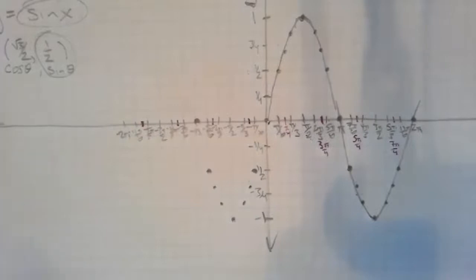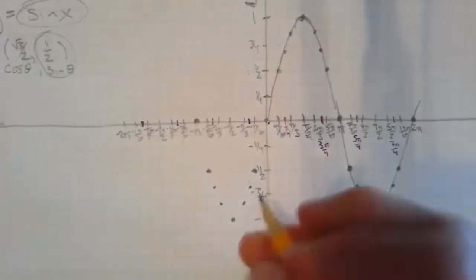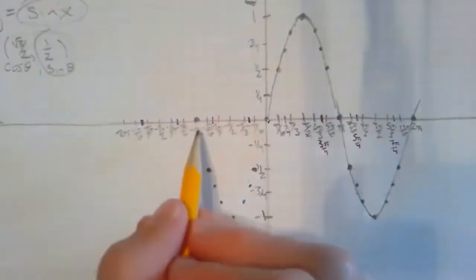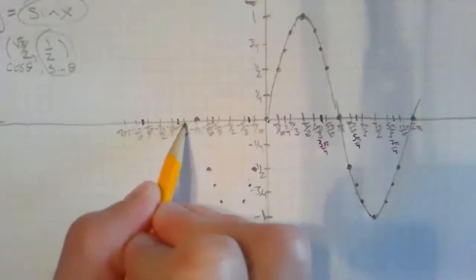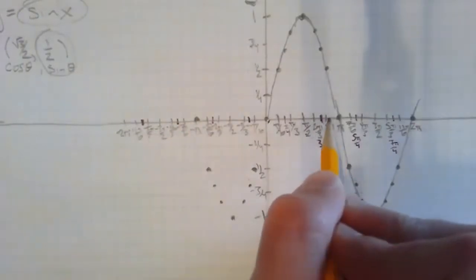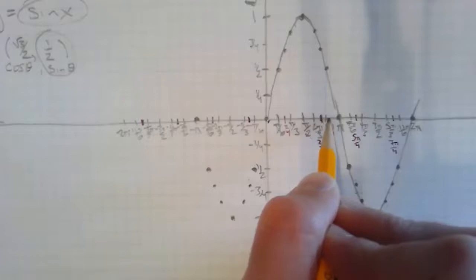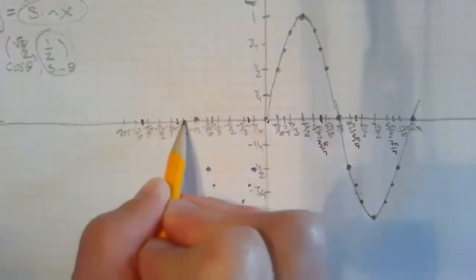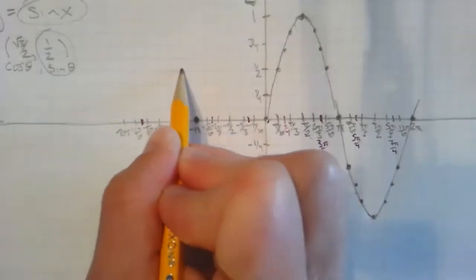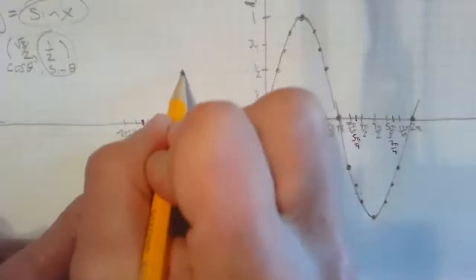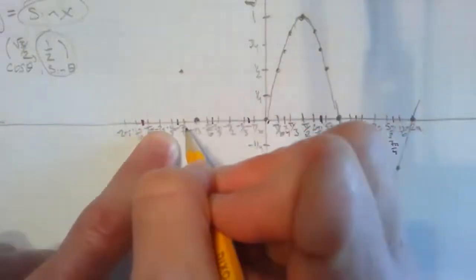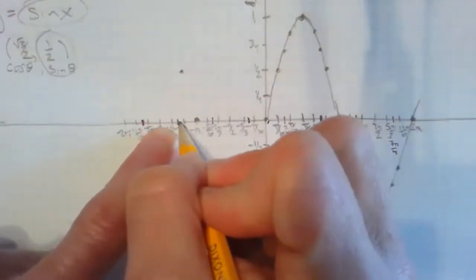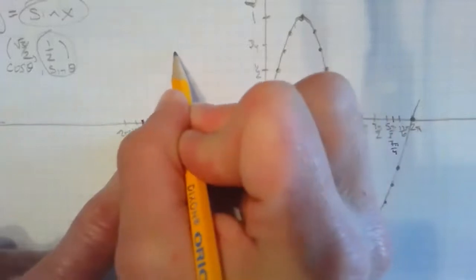Negative pi should be the same as pi. Okay, now where are we going? We're going up here in the positive values. Negative 7 pi over 6 is the same as 5 pi over 6. So negative 7 pi over 6, its sine is positive 1/2. And then right in between at negative, what is this, 4 pi over 4, negative 5 pi over 4. Remember, I didn't write it. I just put a tick mark on the x-axis.